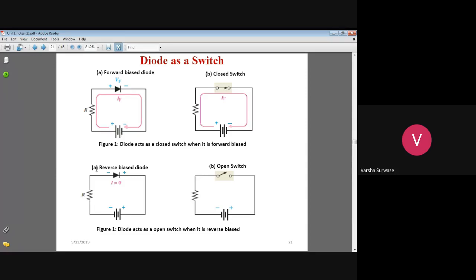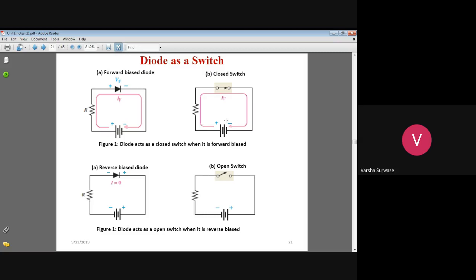Diode as a switch. When we are using a diode in forward bias mode, it means the anode of the diode is applied to the positive terminal of the battery and the cathode of the diode is applied to the negative terminal of the battery. Then we can say that the diode acts as a closed switch. You can observe that it acts as a closed switch and the current is flowing through the device.